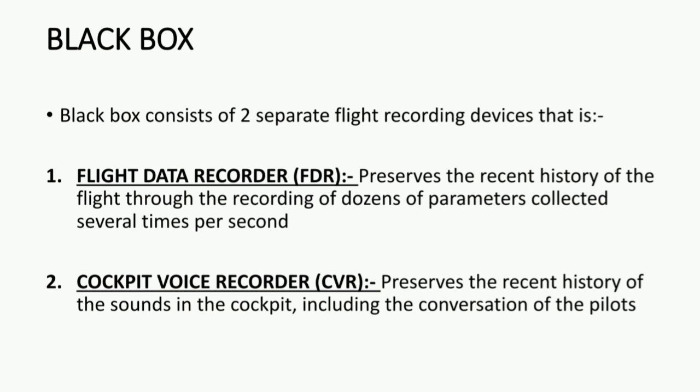Black box consists of two separate flight recording devices, that is, the flight data recorder and the cockpit voice recorder. The flight data recorder preserves the recent history of the flight through the recording of dozens of parameters collected several times per second, and the cockpit voice recorder preserves the recent history of the sound in the cockpit, including the conversation of the pilots.